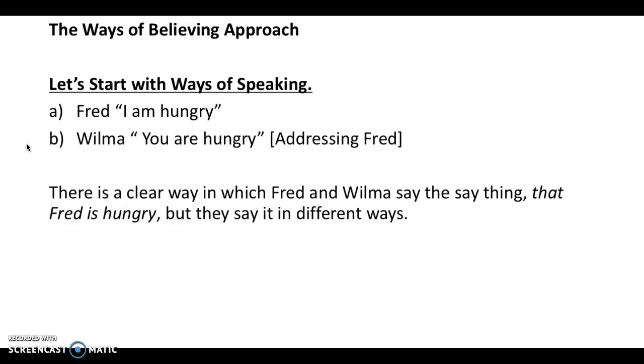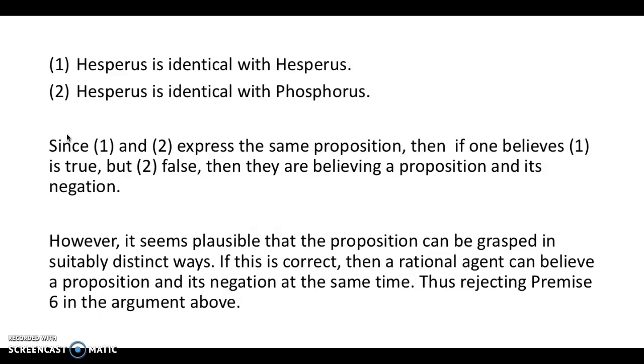Fred by uttering the sentence, "I am hungry," while Wilma does so by uttering the sentence, "You are hungry." So again, while Fred and Wilma say the same thing or convey the exact same information, they do so in different ways. Well, in a similar fashion, Braun maintains, a rational individual can come to grasp or believe the same proposition and its negation as long as they do so in suitably different ways.